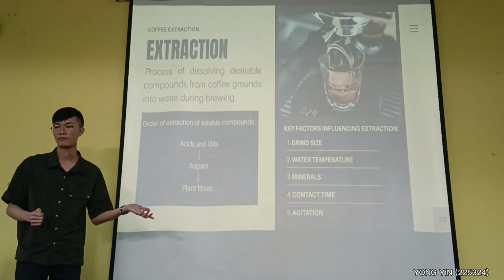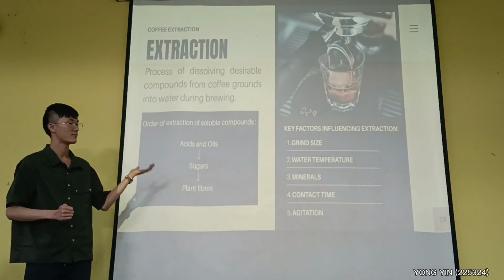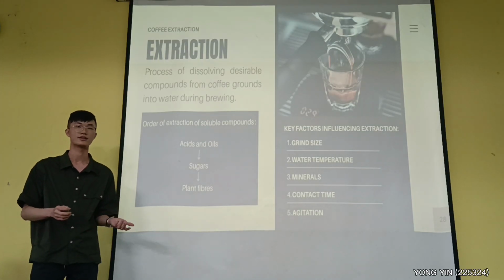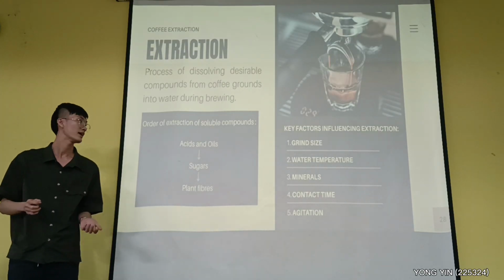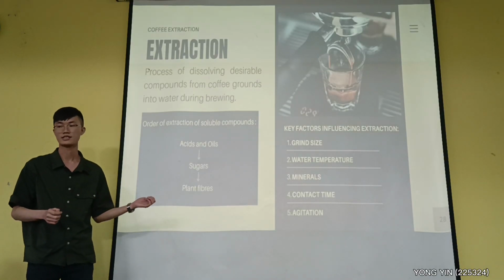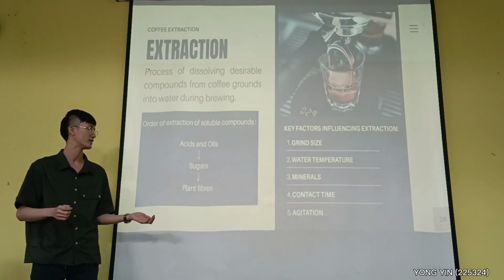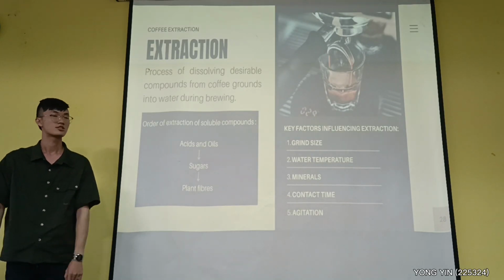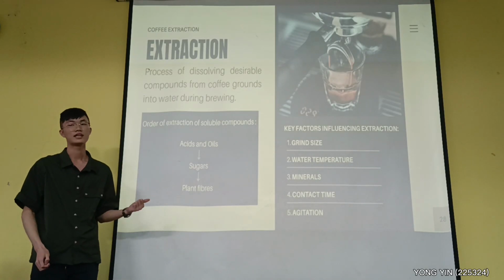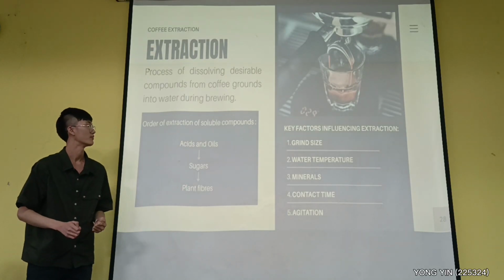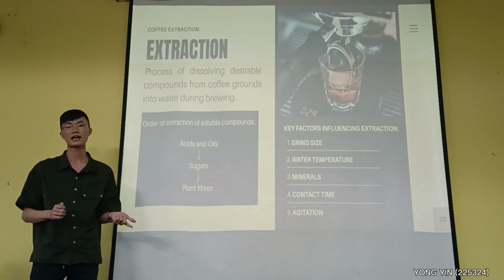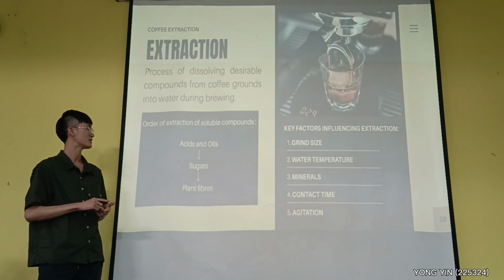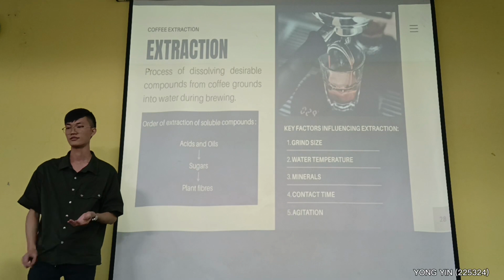And next, sugar will start to break down. Although simple sugars, they are more chemically complex than acids, so they need more energy and time to dissolve. And lastly, the plant fibers that make up the coffee grounds will start to degrade and give a very bitter and harsh taste. So, in extraction, there are many factors that will affect it. But for today, I would like to focus on these 5: the grind size, the water temperature, minerals, contact time, and agitation.